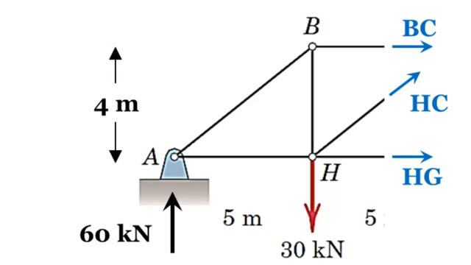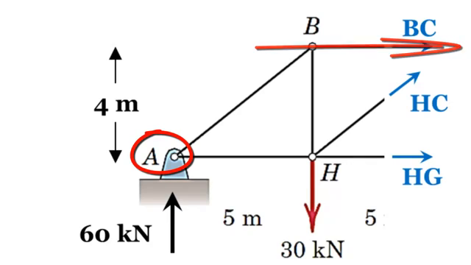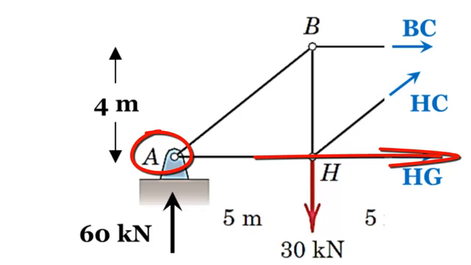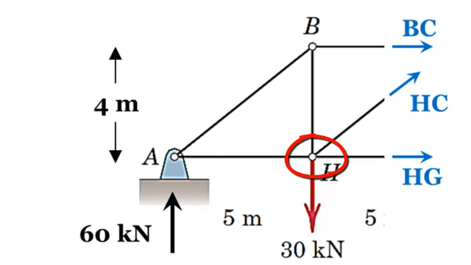Okay, what are the other candidates? Point A. If I take the summation about point A, BC doesn't pass through A, perfect, so I can solve for BC. But let's double check. What about the other forces? The unknown forces, I mean. HC doesn't pass through A. HG does. So something about A will cancel HG, but I still have two unknowns, BC and HC. So I'm left with only one choice, which is H, but let's examine H.